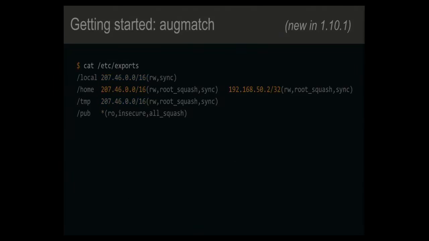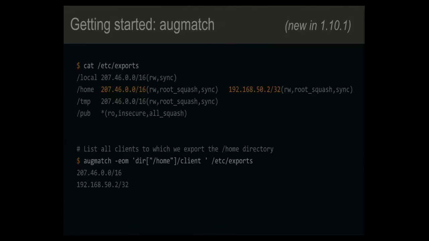You can of course restrict that to just one export here. Right, and the only change that you have to make is put this /home into brackets here. Now you're saying what I want to match is a dir node that has /home in it, and then the client for that.